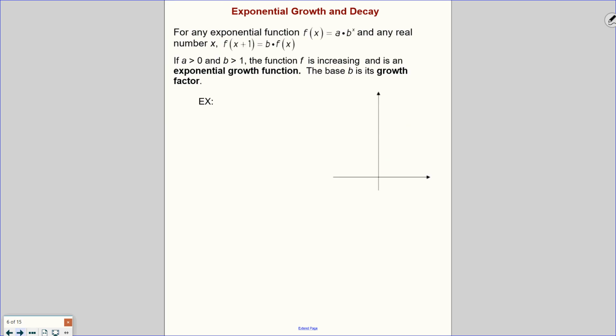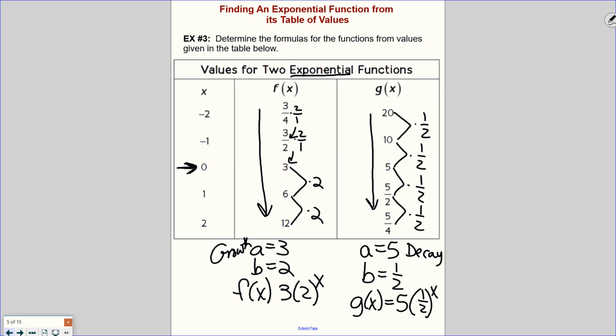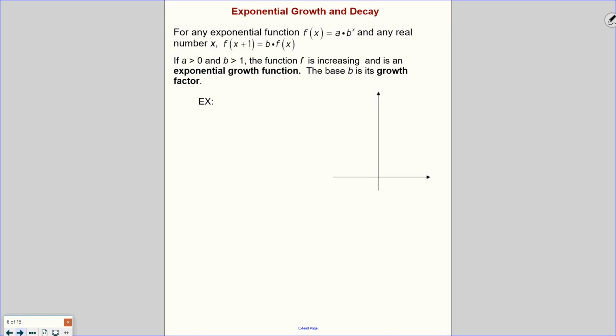So if we look at what happened there, you can kind of see what's going to happen if I'm multiplying by a number bigger than 1. Like in the case of f, I'm going to keep getting bigger numbers, so it's growing. When I multiply by things between 0 and 1, like 1/2, we get smaller, so that's going to give me decay.